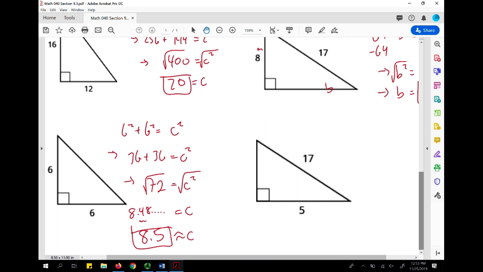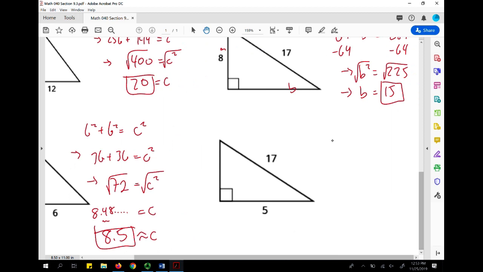All right. And then the other one is like the problem above it. You're going to set it up because you have the hypotenuse, so it's kind of like a squared plus 5 squared, because you don't know a, is equal to 17 squared. Well, 5 squared is 25. 17 squared we figured out before was 289. So you subtract 25 from both sides. And then you have a squared equals 289 minus 25, that's 264.